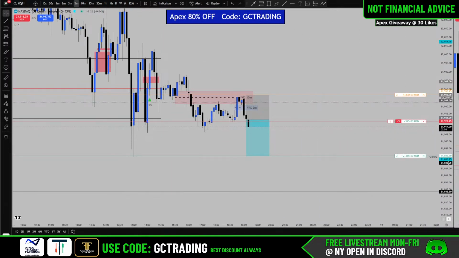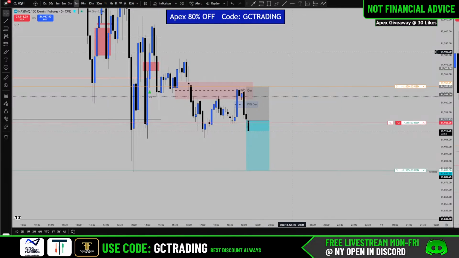So if we do get this right here, we will have a change in state of delivery. If we do get this closure in 4 minutes. So we'll see if we get it.